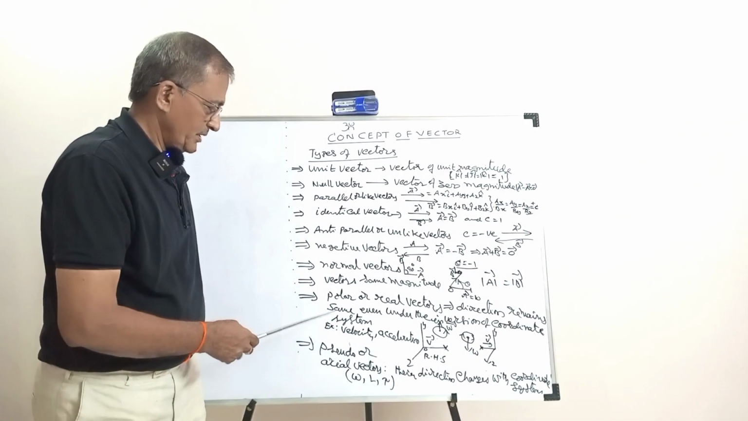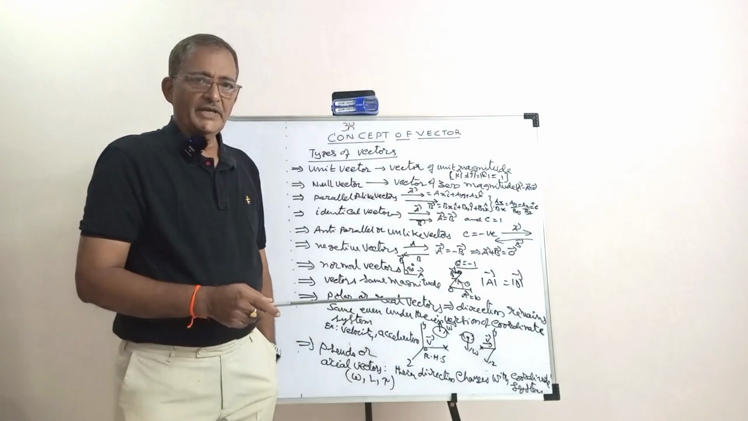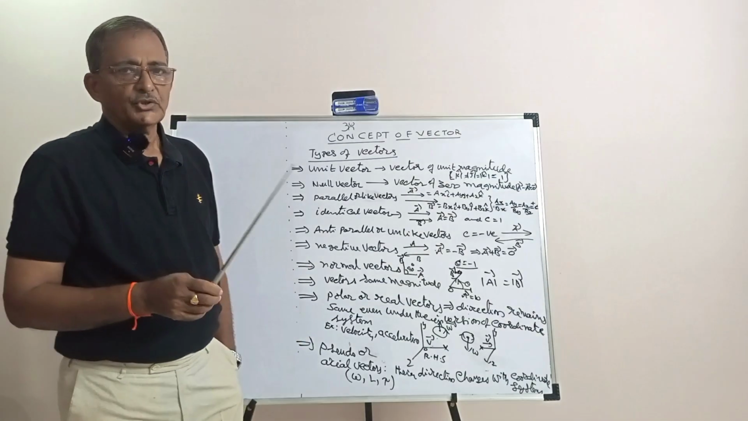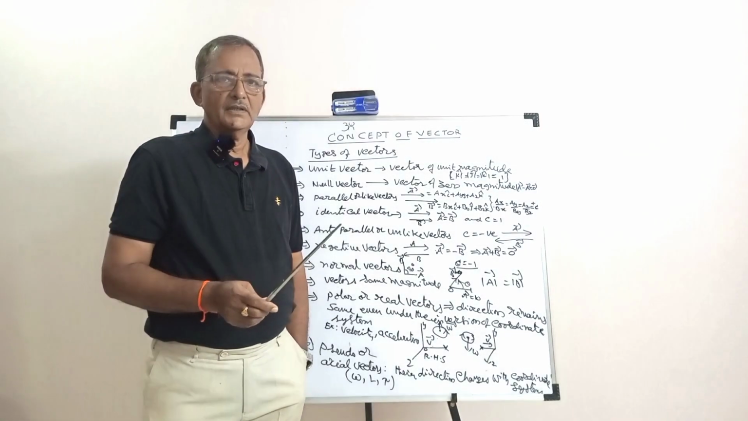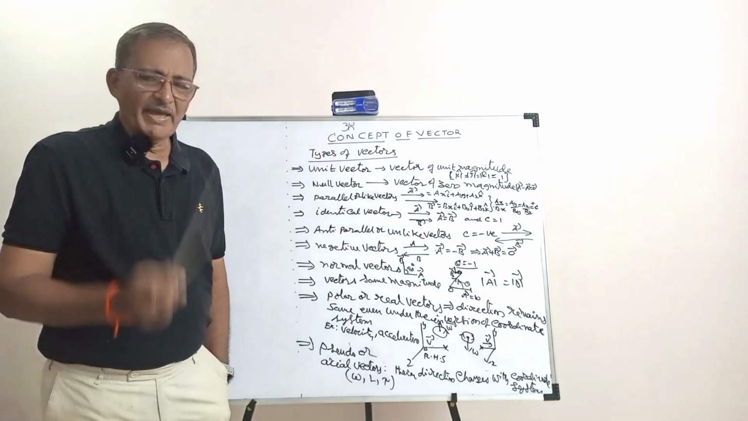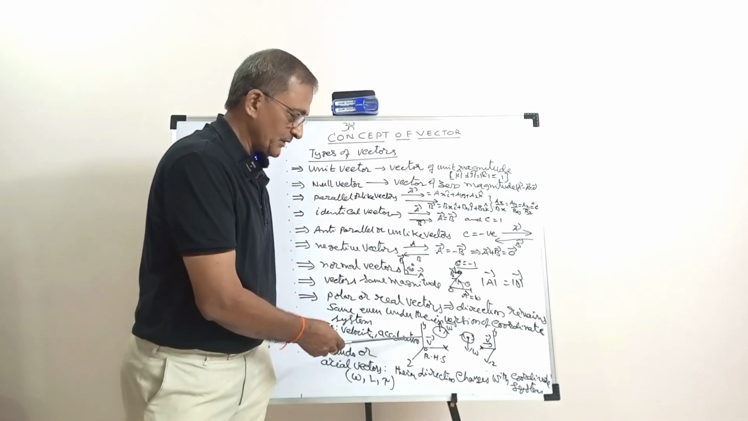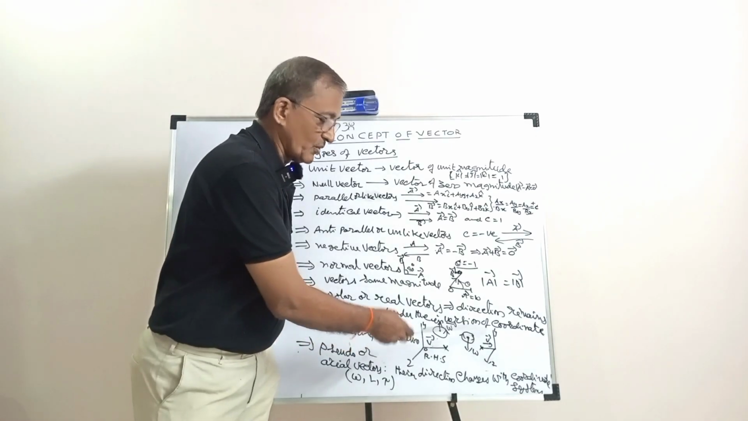For example, consider velocity and acceleration. A body is moving towards east with some velocity, say 10 meters per second, and that remains the same whether you measure it from a right-hand coordinate system or a left-hand coordinate system.